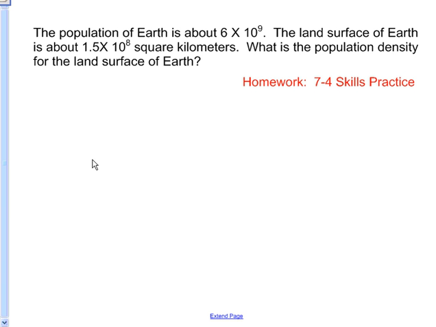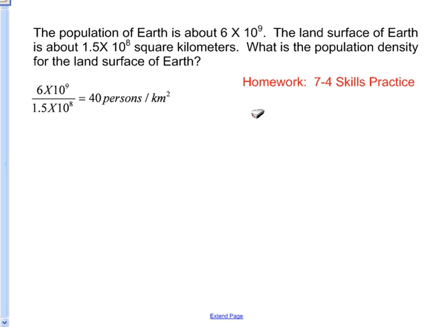Okay, 2 minutes is up. Here's how you do this problem. Basically, it's a simple division problem. You've got 6 times 10 to the 9th people, a lot of people, divided by 1.5 times 10 to the 8th square kilometers will give you a persons per kilometer.